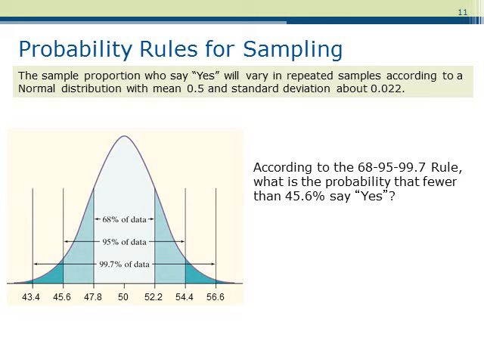Let's do one last example. The sample proportion who say yes will vary in repeated samples according to a normal distribution with mean 0.5 and standard deviation about 0.022. According to the 68-95-99.7 rule, what is the probability that fewer than 45.6% say yes?